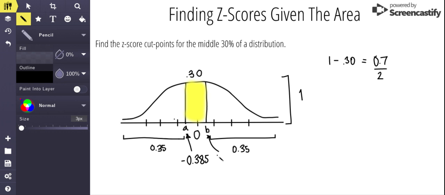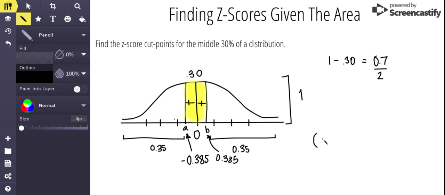So let's go ahead and write it down. You get 0.385. And if you really think about it, it makes sense, because if your mean right here is that center line, then whatever distance you have on one side is going to be the same on the other. So these two lines are the same distance away from that mean. So A is going to be negative 0.385, while B is positive 0.385.